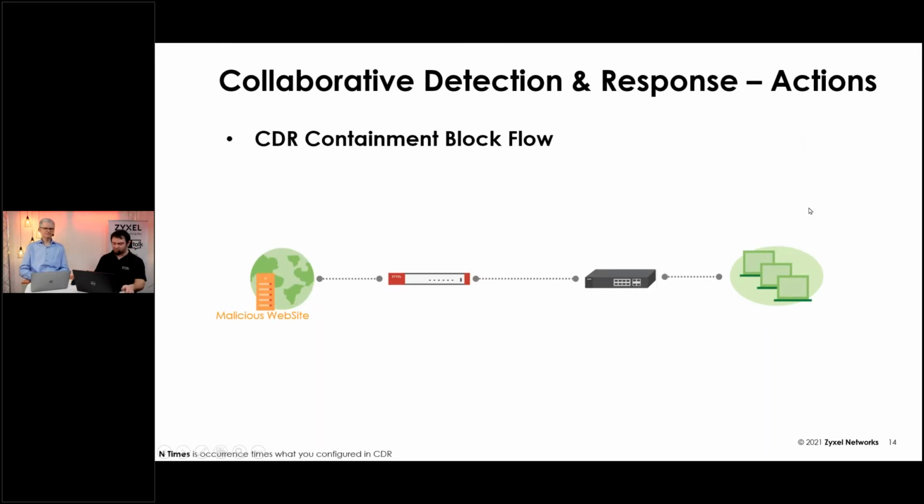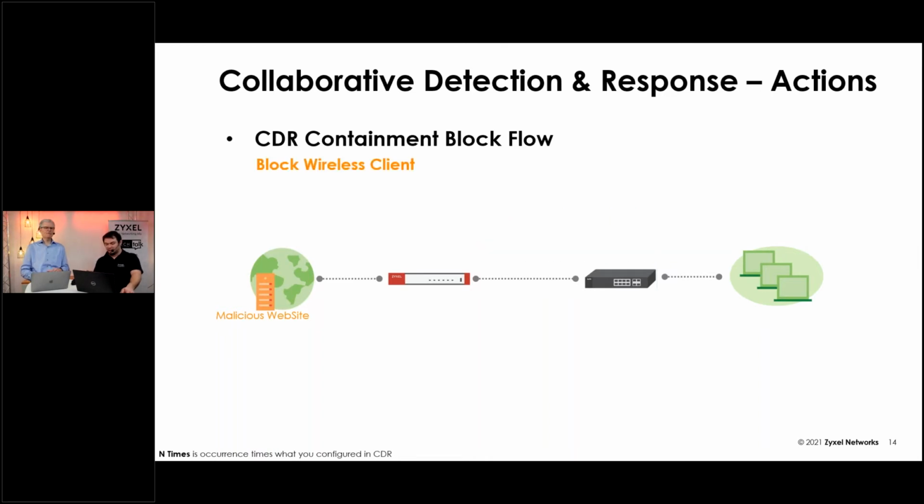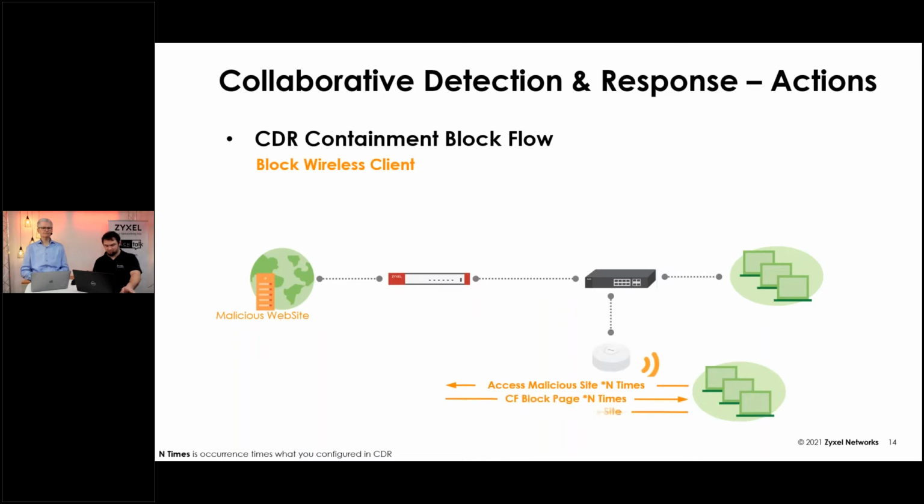Now let's move over to the block flow. The block flow, again, same thing. We're accessing the malicious site a certain amount of times. We're always getting blocked, as it should be. Then we access this once more, the occurrence is reached, and the ATP will now block the traffic from my LAN client. The same would apply for Wi-Fi, where we access this, and then we get disassociated. So that's that.